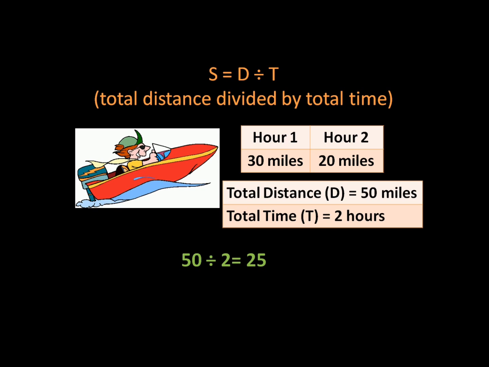Now let's look at the units. The distance was measured in miles, and the time was measured in hours. So the average speed of the boat was 25 miles per hour.